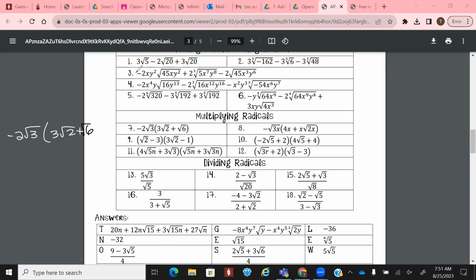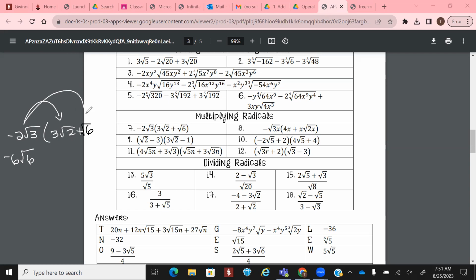Okay, so when we do this, we're going to distribute this guy to this guy. So what's -2 times 3? -6. And then what's 3 times 2? So we're going to have -6 radical 6. So we multiply what's on the outside together, and then we multiply what's on the inside together. Okay, remember, we multiply faces together and then guts together. I don't know if I used that yesterday with y'all.